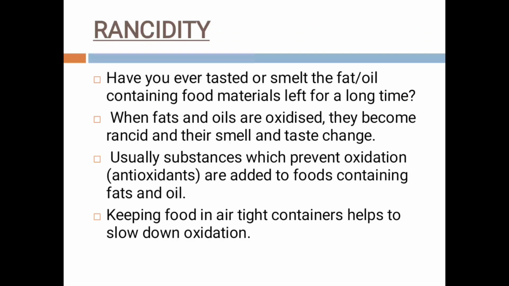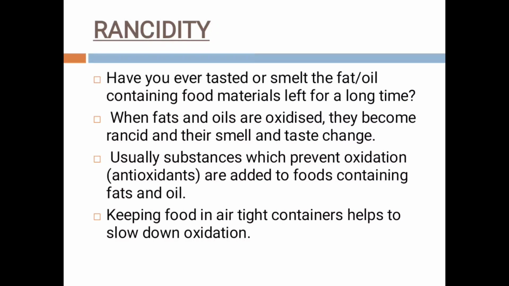It is rancidity. Rancidity is majorly observed in food materials which contain fat and oil. There's a change in the taste and a change in the smell whenever rancidity occurs in a food material. Why is rancidity caused? Whenever we keep any food containing fat and oil in an open place, the fat and oil contained in that food material reacts with the oxygen present in the environment, gets oxidized and becomes rancid, and the result is a change in smell and taste.